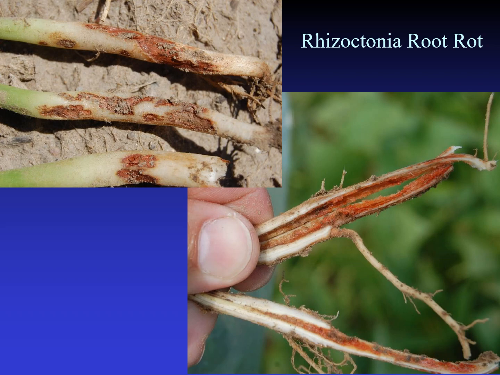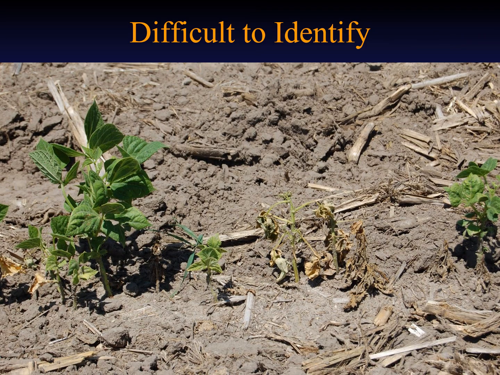One of the problems with these root rot diseases is they're really difficult to identify. They wilt like this, but a lot of other problems could wilt like this. As a matter of fact, this particular slide was bacterial wilt, but it gives you an idea of the difficulty in getting the right pathogen that is causing the problems.